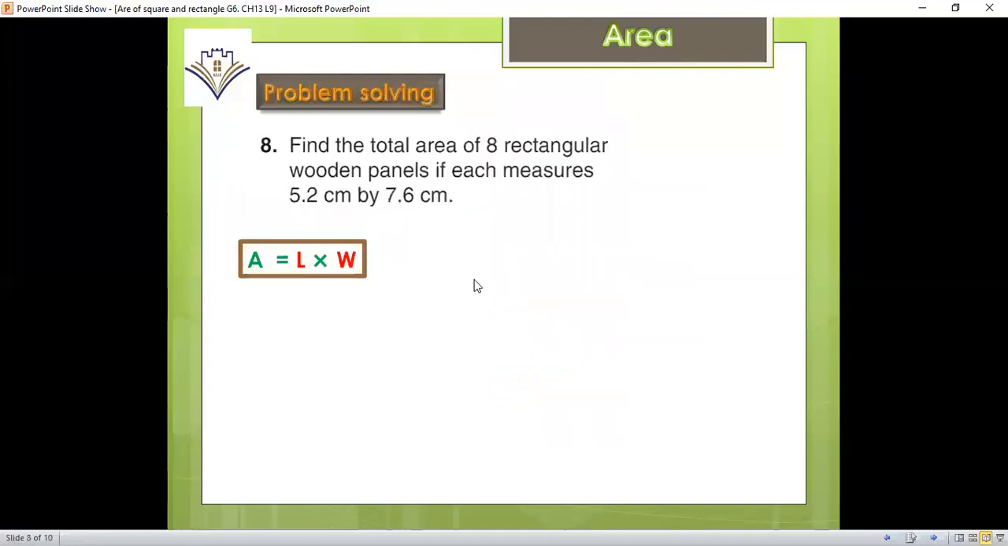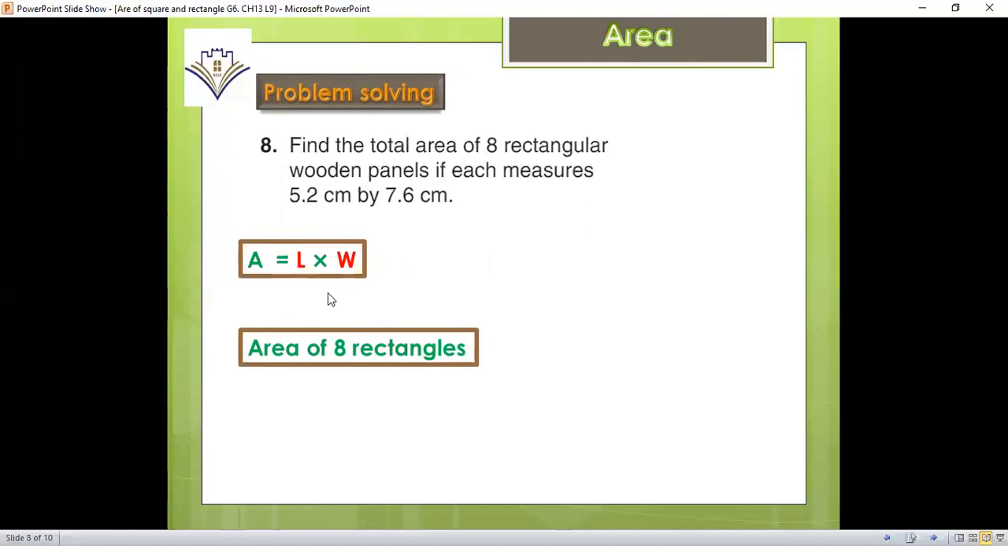We have a problem solving here. Find the total area of 8 rectangular wooden bands, each measuring 5.2 centimeters by 7.6 centimeters. Then we have a rectangle, only one rectangle, but 8 rectangular wooden pieces, and we have the measure of one rectangle. Then we should calculate the area of one rectangle and then calculate the area of 8 rectangles.